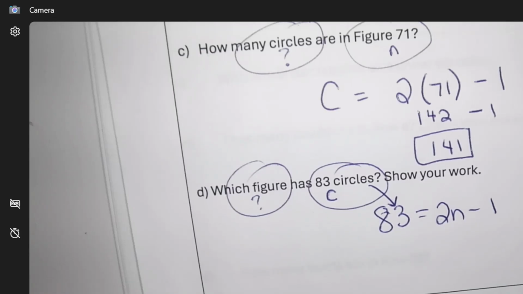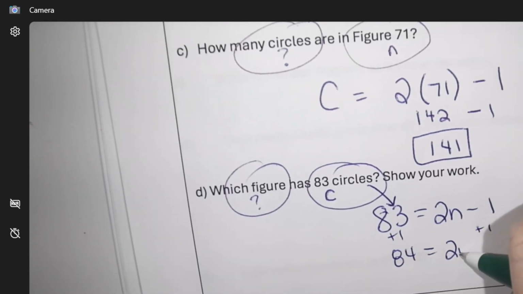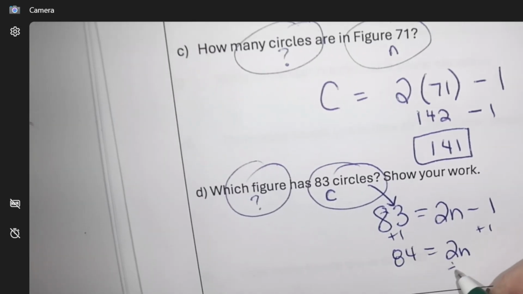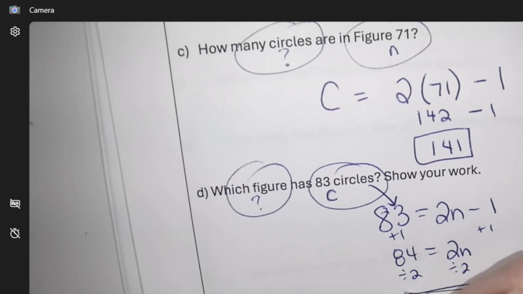Okay, so now this is algebra to solve. Solving equations. You have 2 moves. Which one are you going to do first? +1. And then divide by 2. So that means you're on the 42nd one.